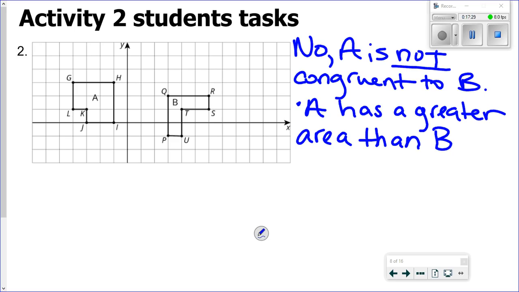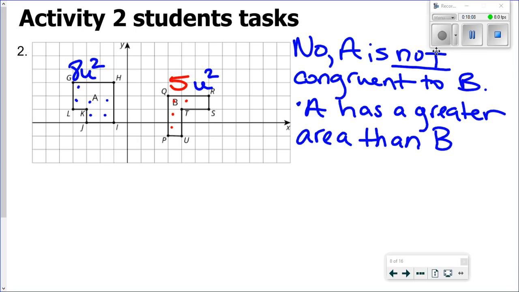So if I were to count up A's area, 1, 2, 3, 4, 5, 6, 7, 8, A has an area of 8 square units, whereas B has an area of 1, 2, 3, 4, 5 square units. Oh, I'm sorry, that should be units squared. Again, units squared. So that is one valid reason to prove that they are not congruent.